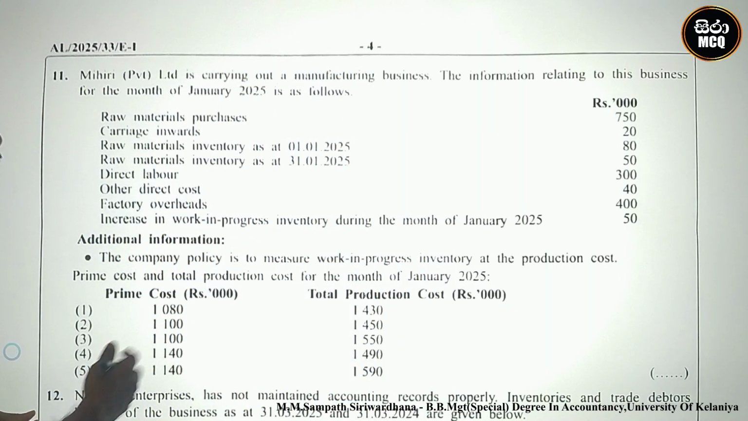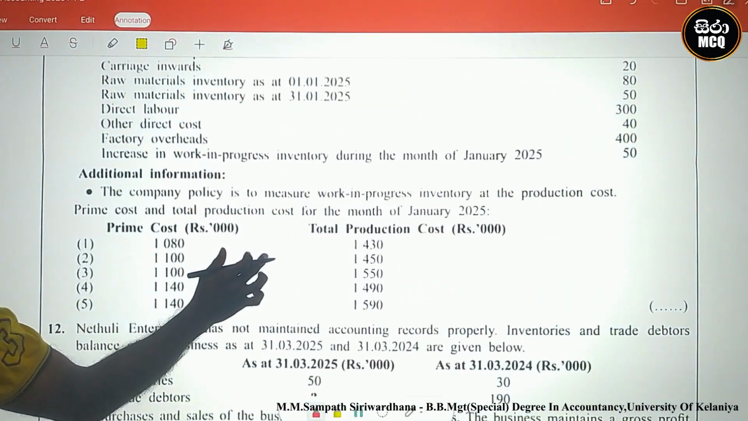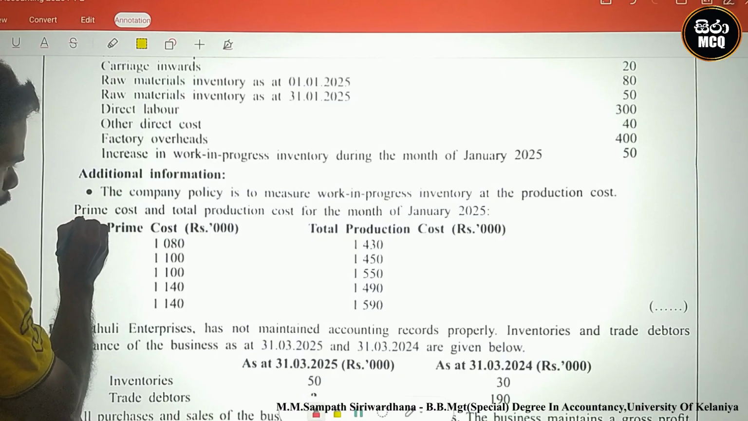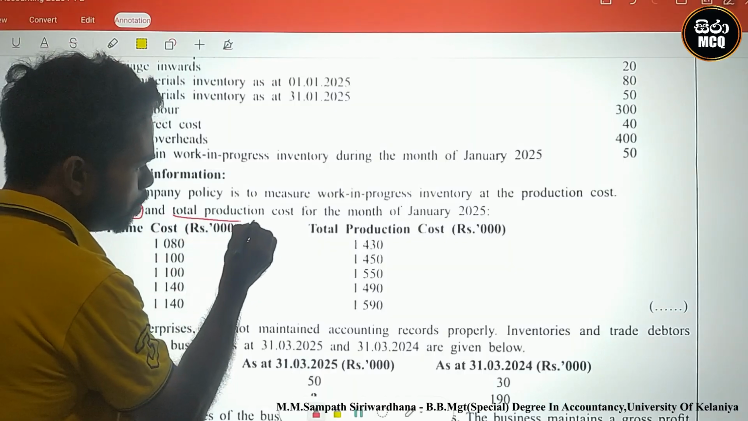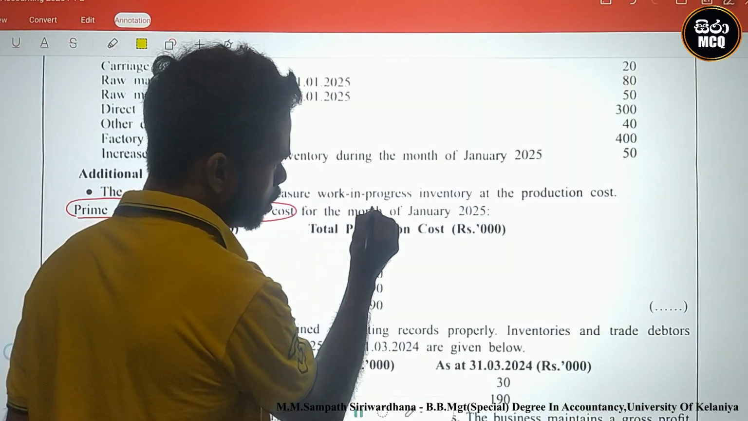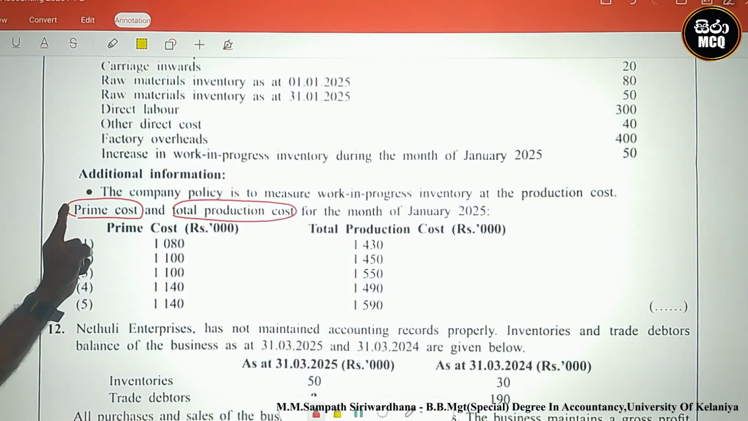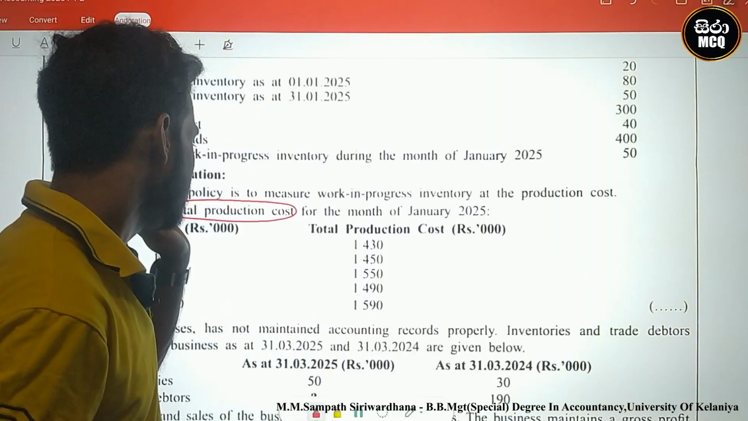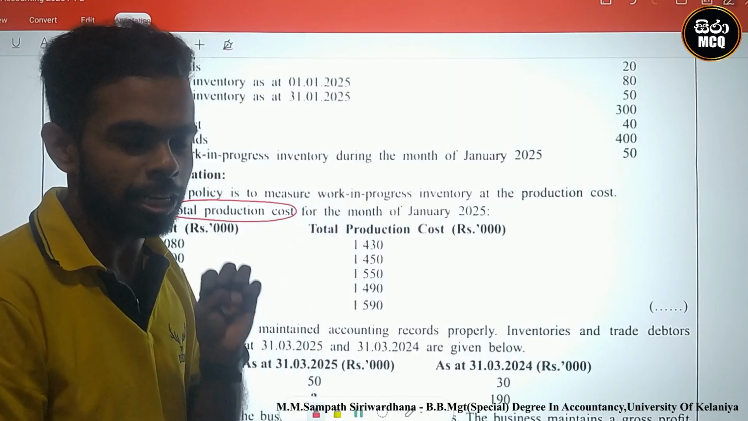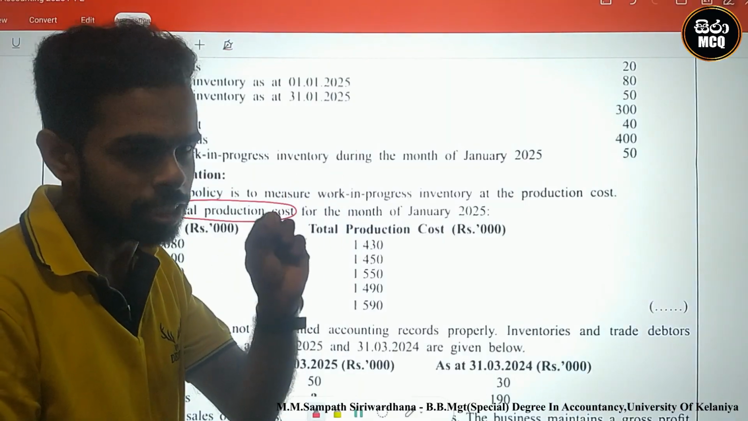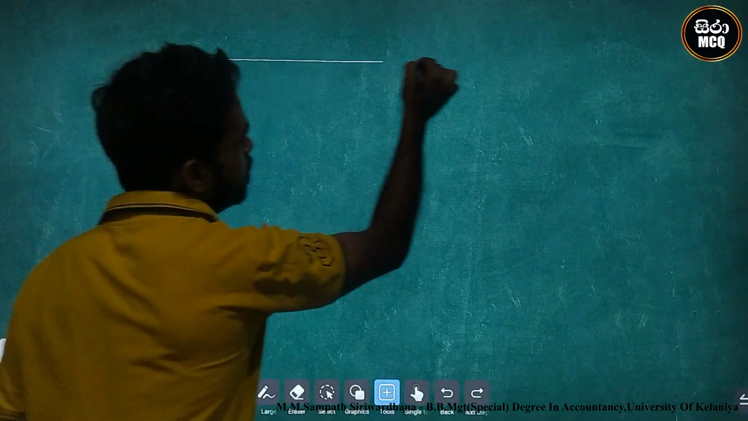What's the requirement? They request two elements. What are they? Look here: prime cost, which is the primary cost, and total production cost for the month of January 2025. Therefore, I create a total production cost statement.